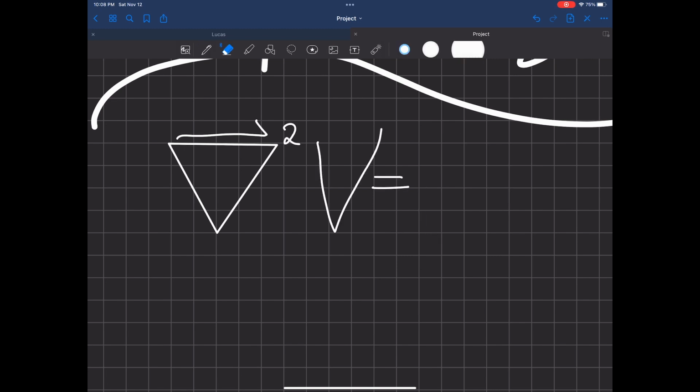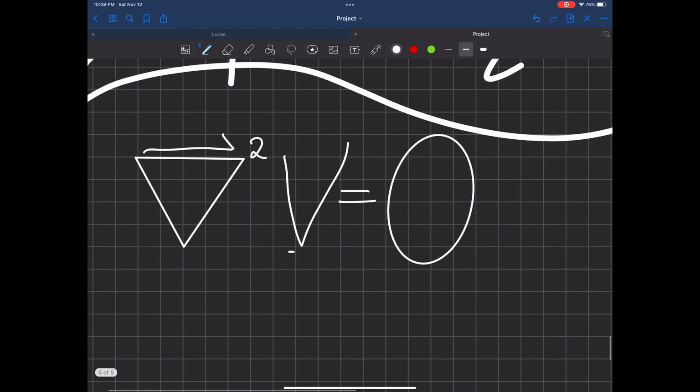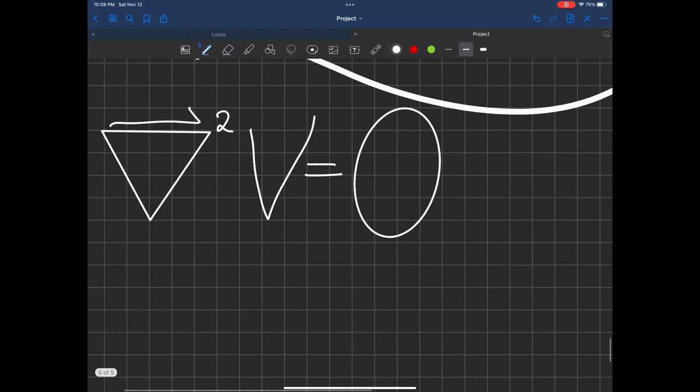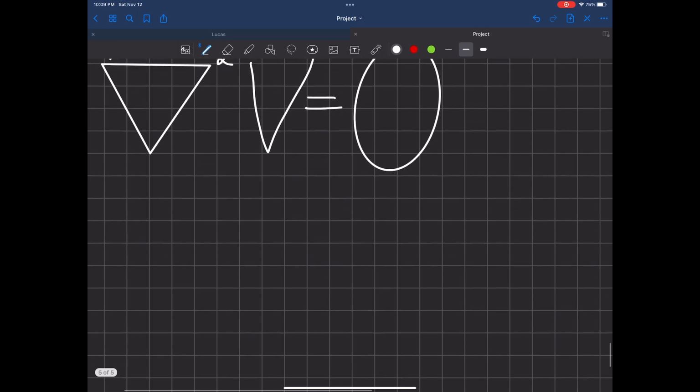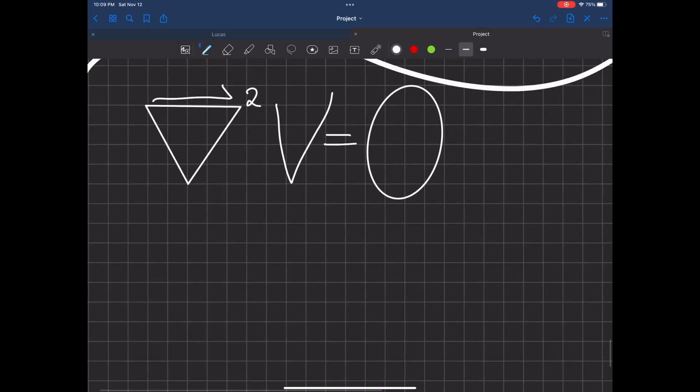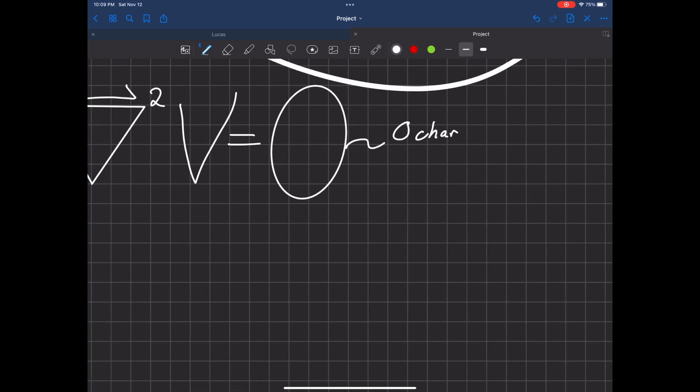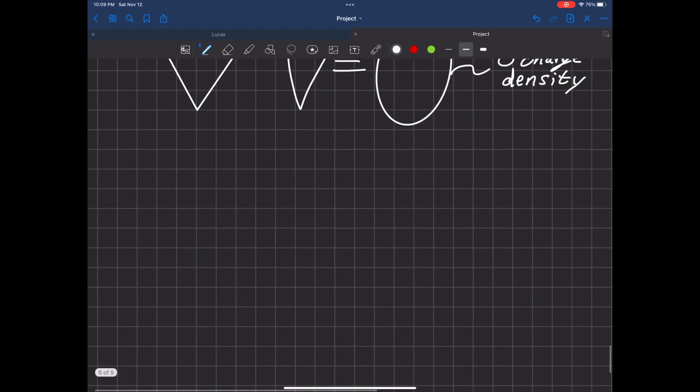Equals 0. So we have the gradient squared acting on V, which is also known as potential or voltage, is equal to 0. Now, where do we even get this? This is only when there is zero charge, right? Zero charge density in whatever medium or whatever space that you're looking at. So if that seems super confusing, don't worry about it, we'll go over it.